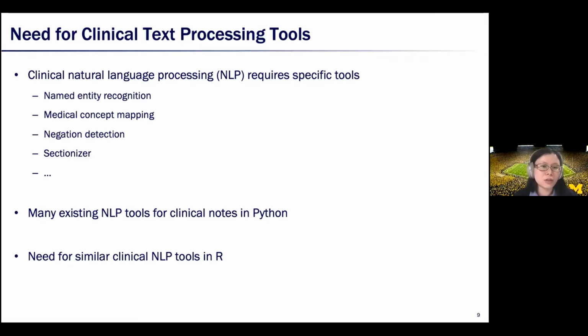So we next identify that there's a need for clinical text processing tools. In clinical natural language processing, specific tools are required to complete the following typical clinical notes NLP tasks, like named entity recognition, medical concept mapping, negation detection, sectionizer. So the idea is that we want to convert this kind of unstructured data into structured data format so that they can be used for machine learning algorithms. And currently, there are many existing clinical NLP tools in Python, and we see that there's a need for similar clinical NLP tools in R.